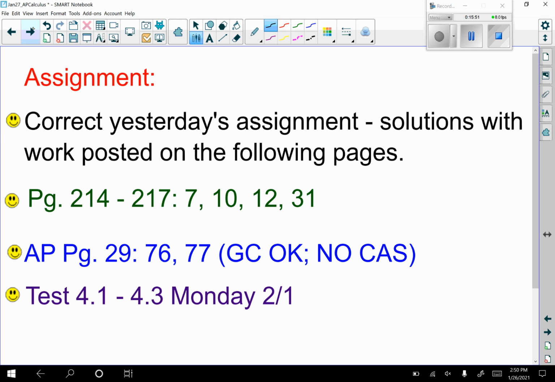All right, so continue to work on yesterday's assignment. And now on pages 214 to 217, try 4 more problems. And then the AP, page 29, 76, and 77. The calculator is okay, but don't use any of the CAS features, meaning you can't use the solve feature, you can't use the derivative feature.